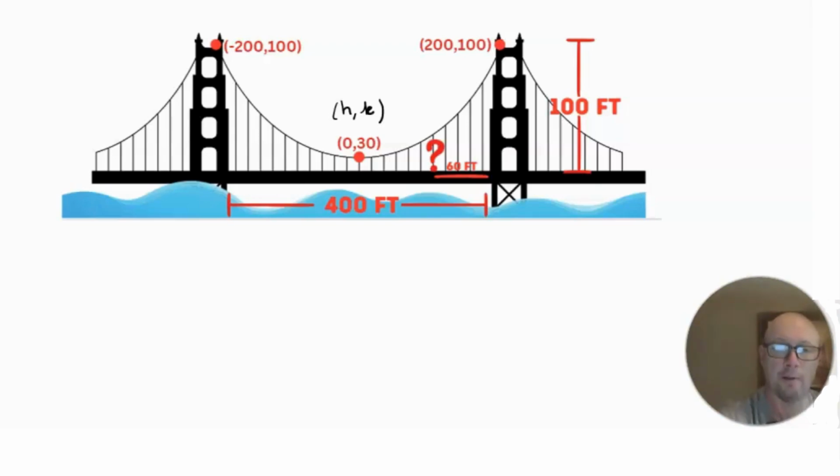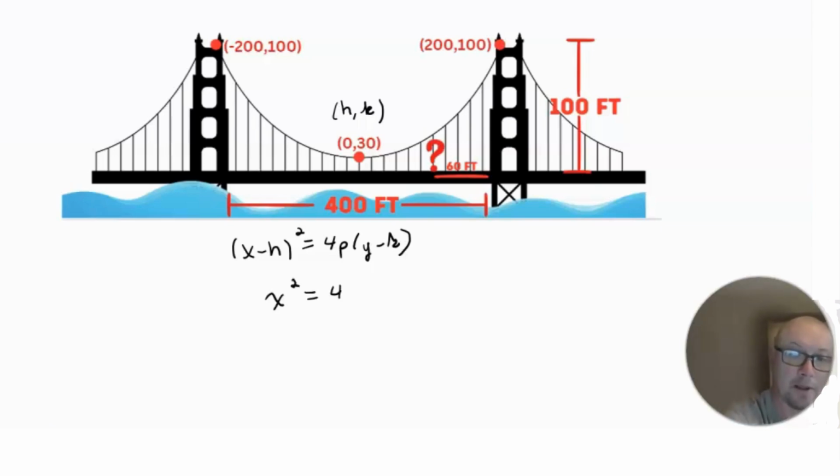is (0, 30). And we know that the formula for a parabola as a conic section, if it's opening up, would be (x minus h) squared equals 4p times (y minus k), where p is the focus value. Okay, so we know that (h, k) is (0, 30), so I can sub in h is 0, and I can sub in k is 30.